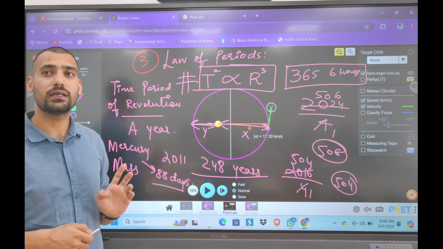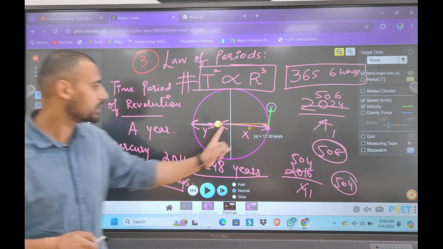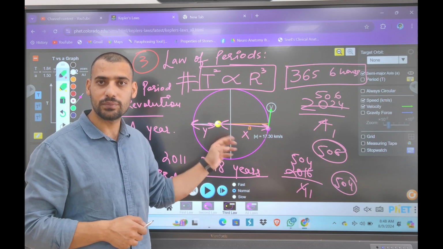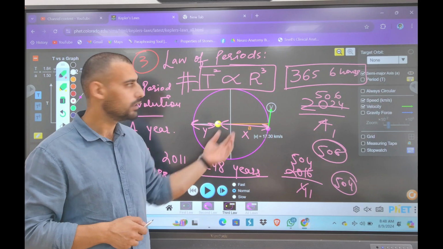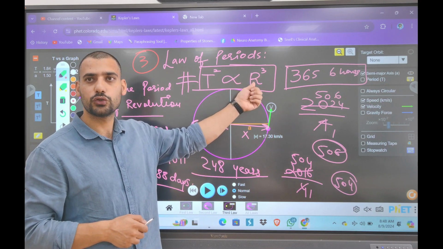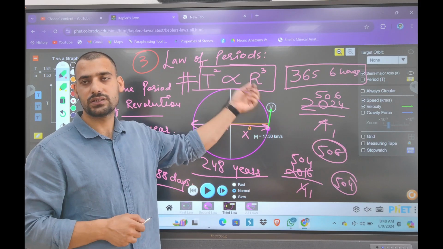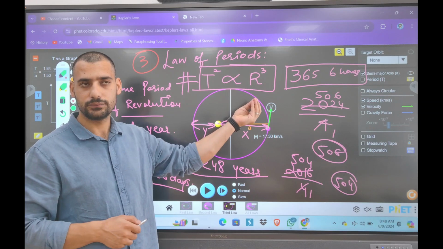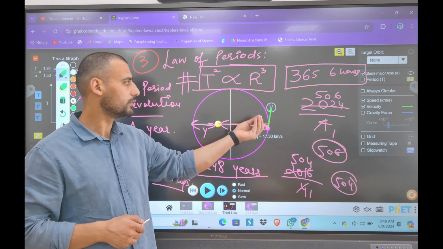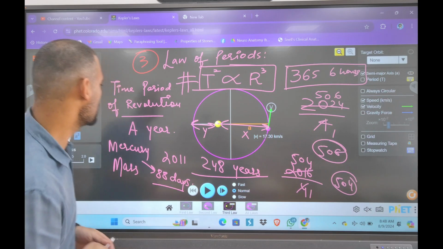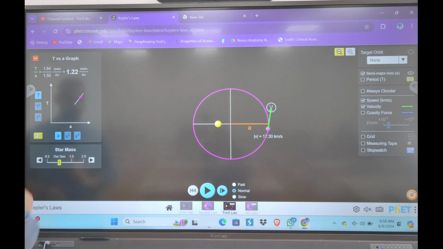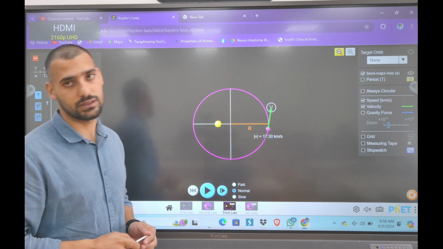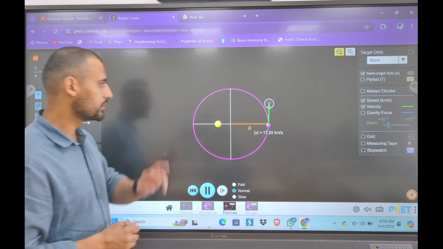Do you know why I write average? Because the distance is not the same, okay? So I am taking the average of x and y, okay? Is directly proportional to the cube of the average distance. Is that fine? Clear? So now see the simulations. Cube of the average distance. See the simulation.